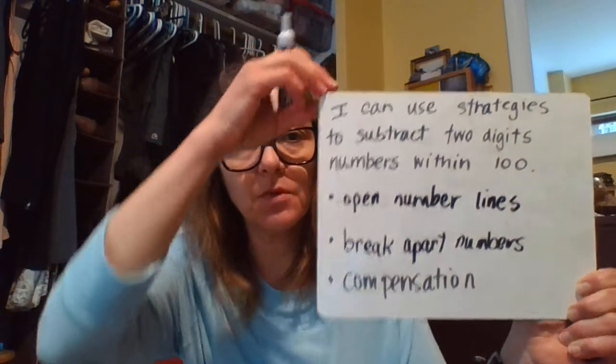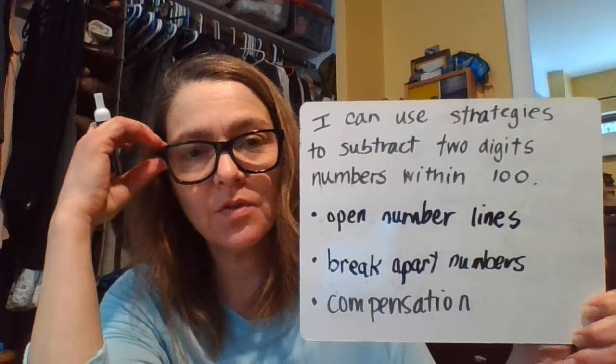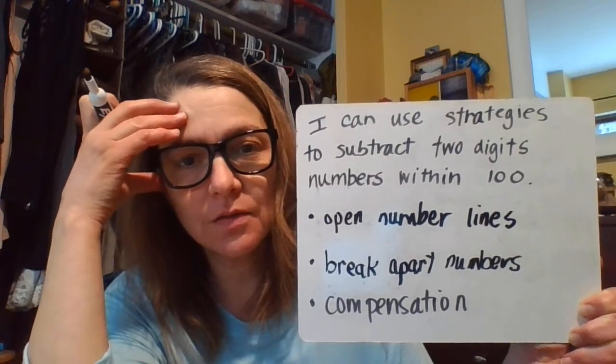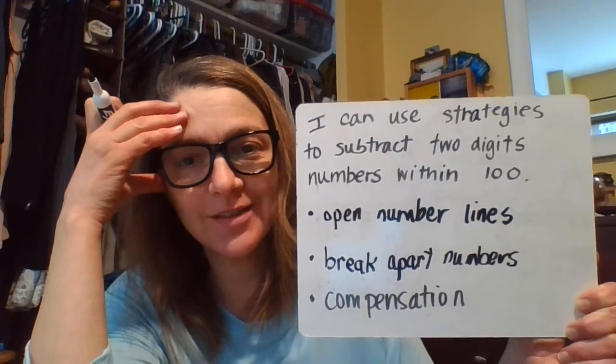Okay, so one more time. I can use strategies to subtract two-digit numbers within 100. We are not going to generate our own equations today. You can at some other time, but today we're not going to, so you don't need dominoes or dice or anything like that. You're going to get your whiteboard, and I'm going to dictate the equation. I'm going to take it right from the workbook. The first equation is 43, a two-digit number, minus 28.